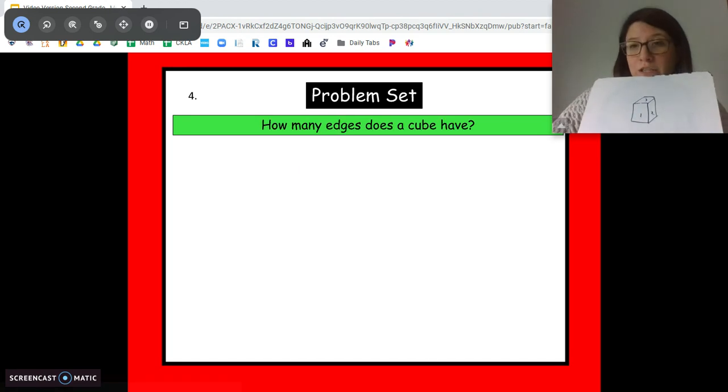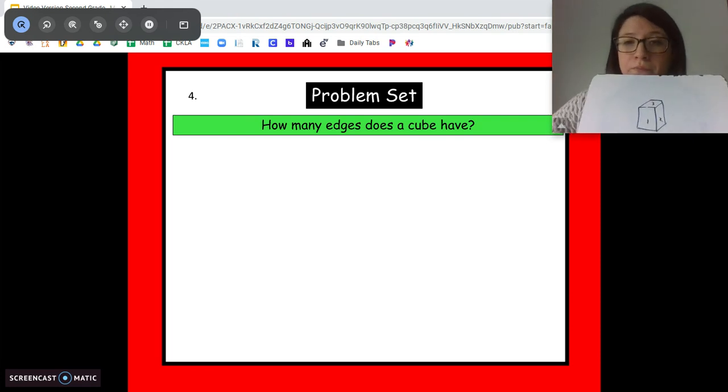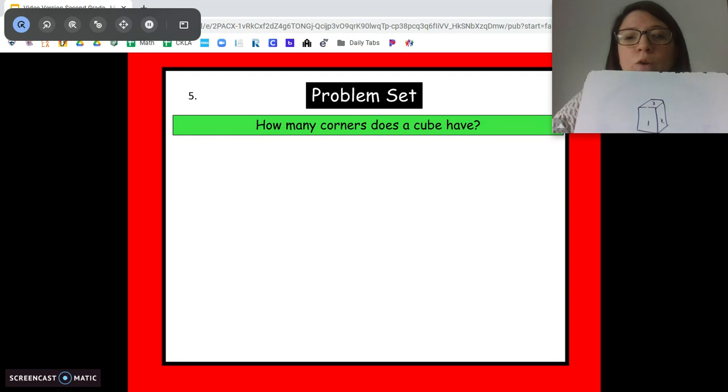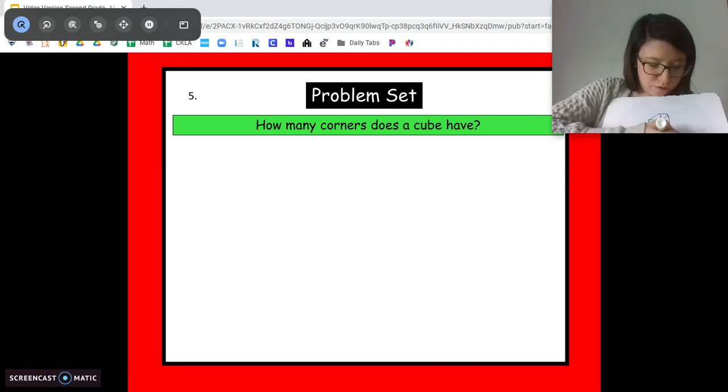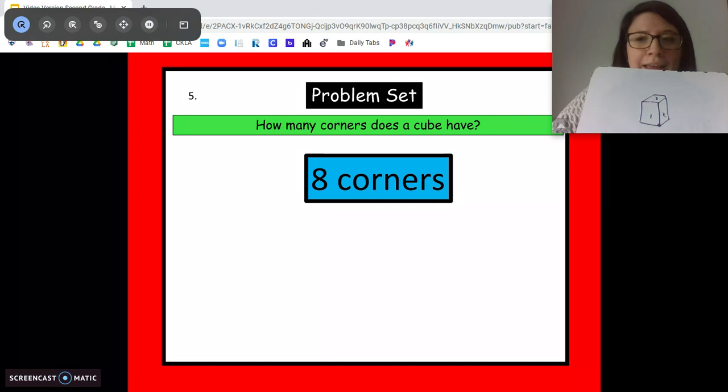How many edges does a cube have? This is what we talked about when we counted the toothpicks. Do you remember how many toothpicks we counted? If not, count them on your cube in front of you now. Good. It's going to have 12 edges. Awesome job. And then how many corners does a cube have? Remember, these are going to be your corners. It's going to have 8 corners.